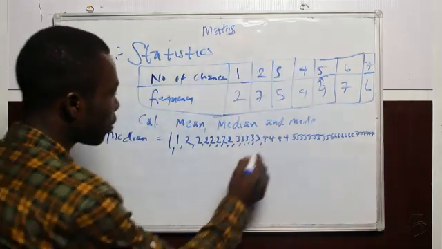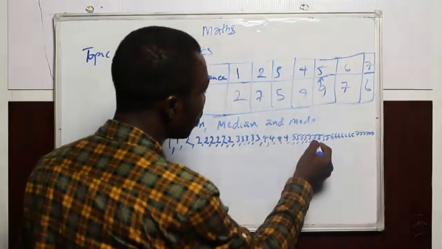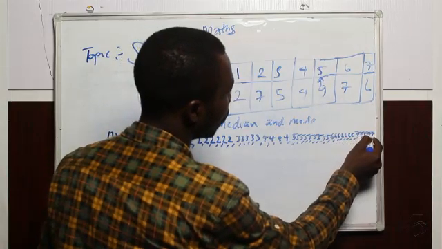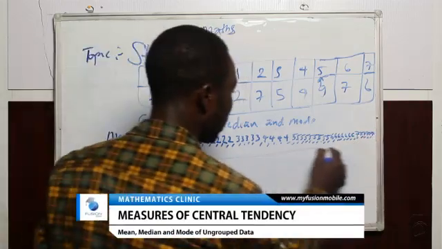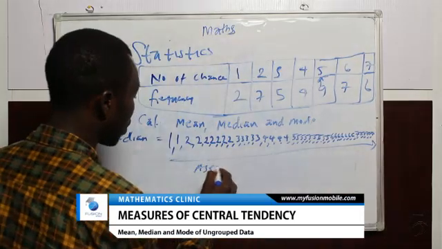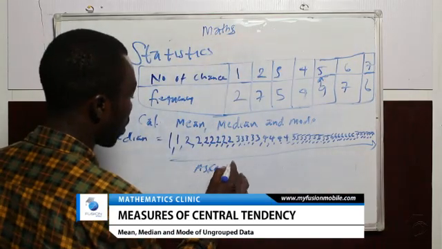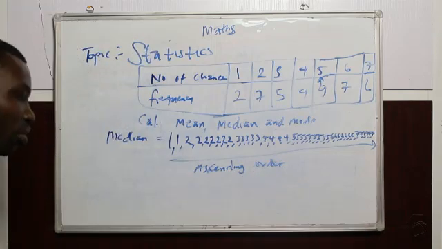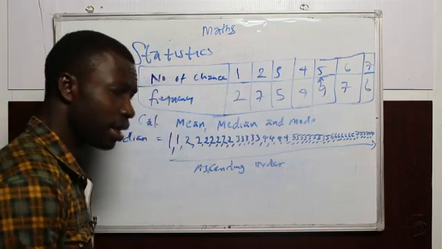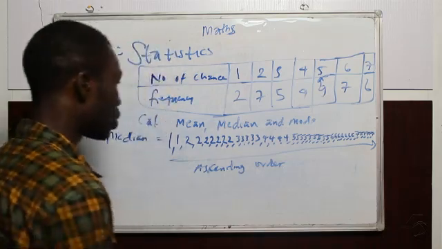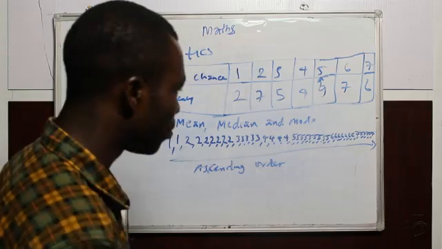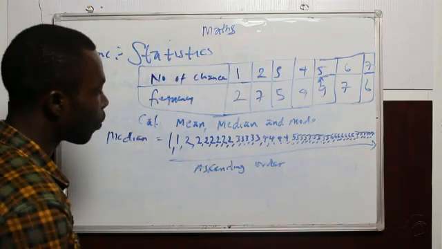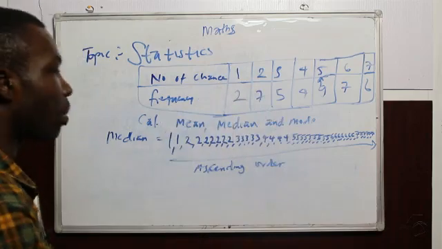Now, you can see that we have arranged the numbers in ascending order. You have to put your commas so that you know exactly where each number is. So this is the ascending order. Now, how do we find our middle number? We have to count. Before we can know our middle number, let us first count the total frequency, the total occurrences. When we know the total, then we know where the middle number lies.